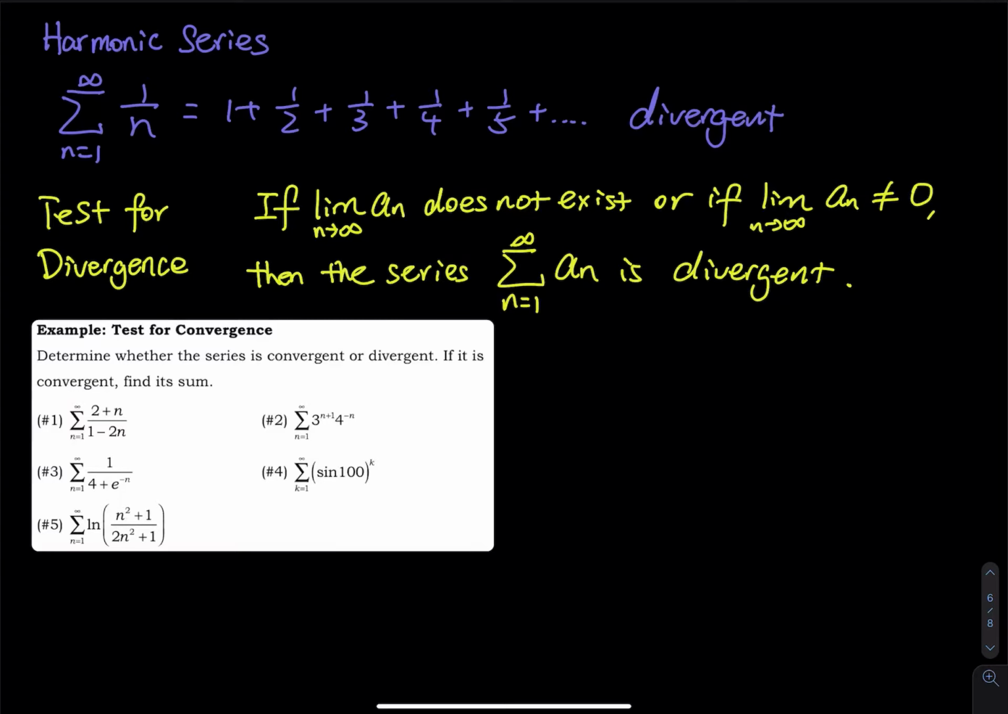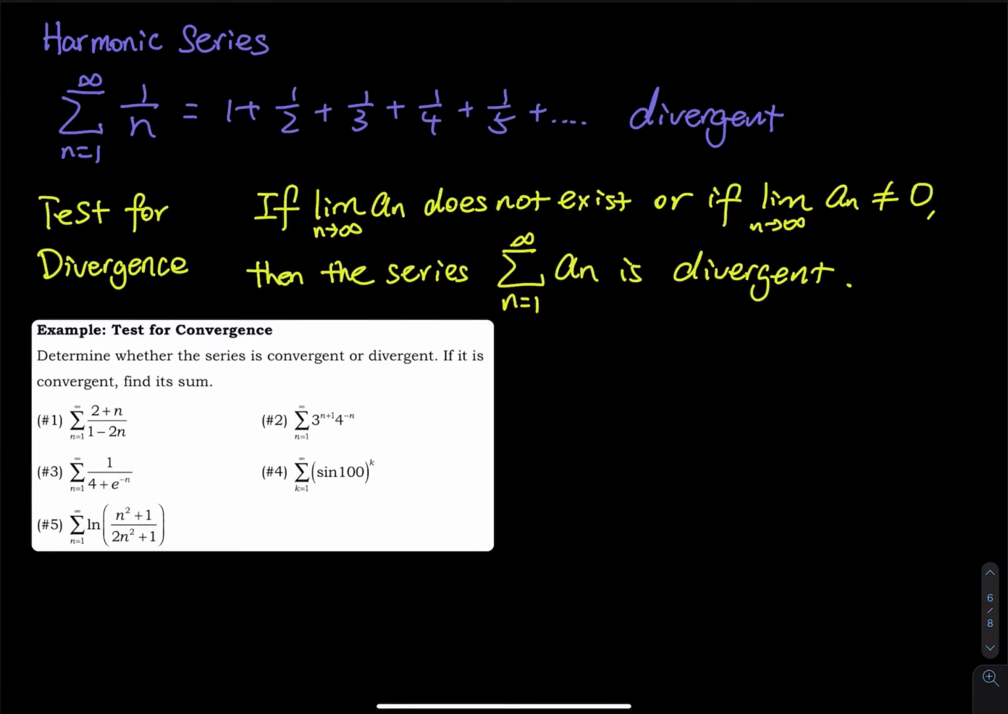We are going to talk about the harmonic series and the test for divergence. The harmonic series is the sum of 1 over n, n goes from 1 to infinity. So we have 1 plus 1/2 plus 1/3. The denominator has an increment of 1, and this harmonic series is always divergent.